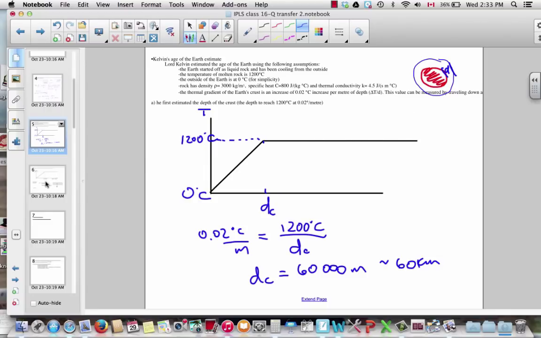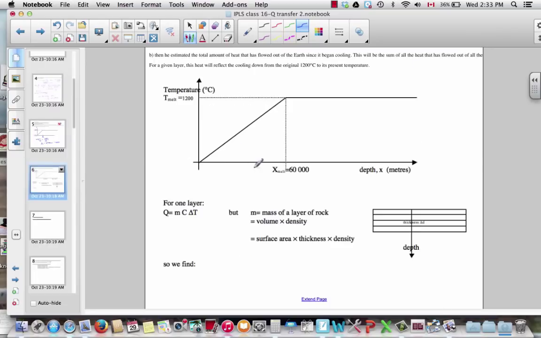So next he said, all right, well, if we started off, so this is the 60,000 meters we worked out, by the way, if we started off then with a totally molten Earth, and we've ended up sometime later looking like this, how much thermal energy has been lost to space? So he said each one of these layers of rock at a given depth, right? Say we're at some depth that's less than the 60,000. It's cooled down from 1200 down to its current temperature.